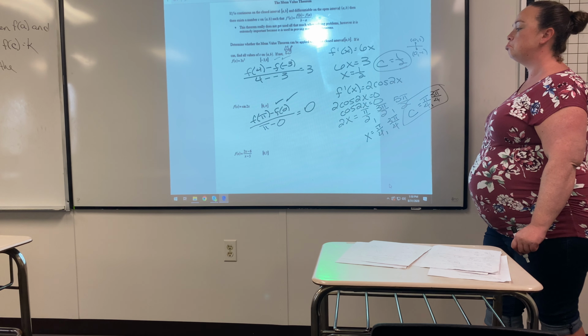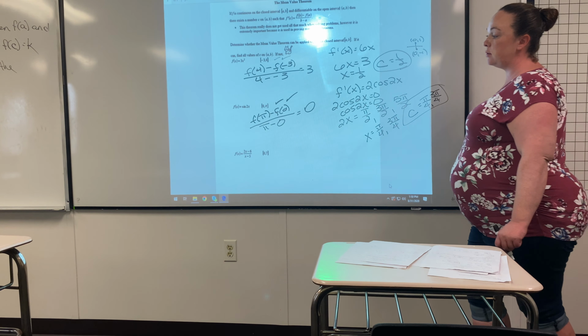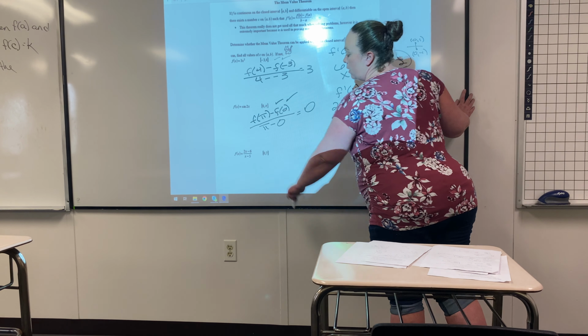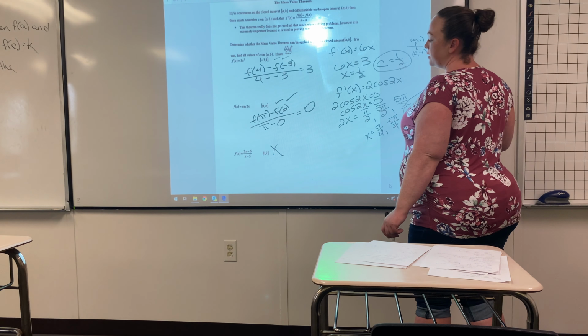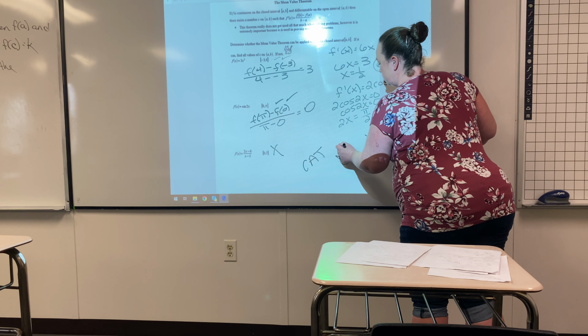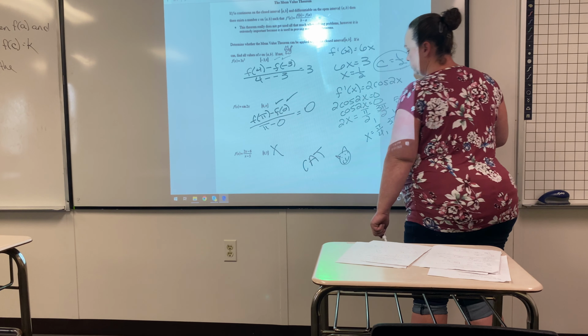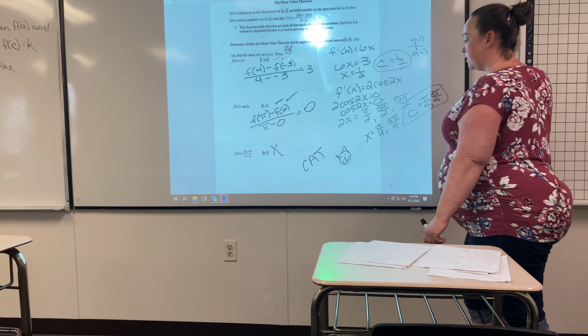Last one. So you need to see if it's continuous from 0 to 7. This one is going to have an asymptote at 5, which means it's not continuous from 0 to 7, and you can't apply the theorem. And that's it for mean value theorem.